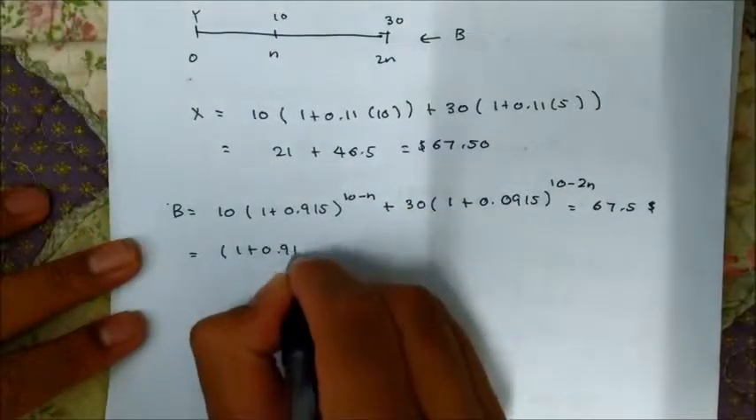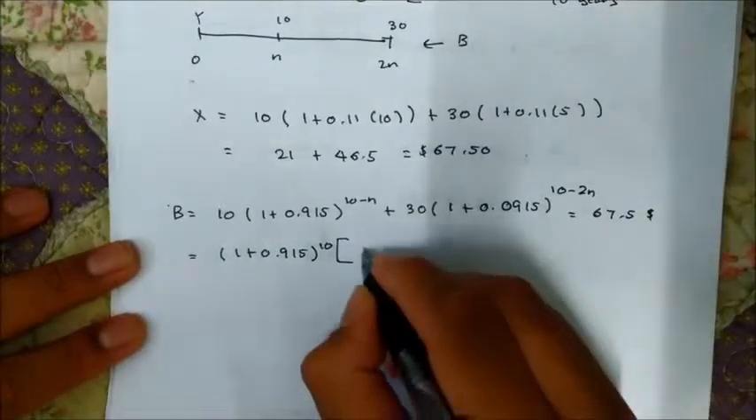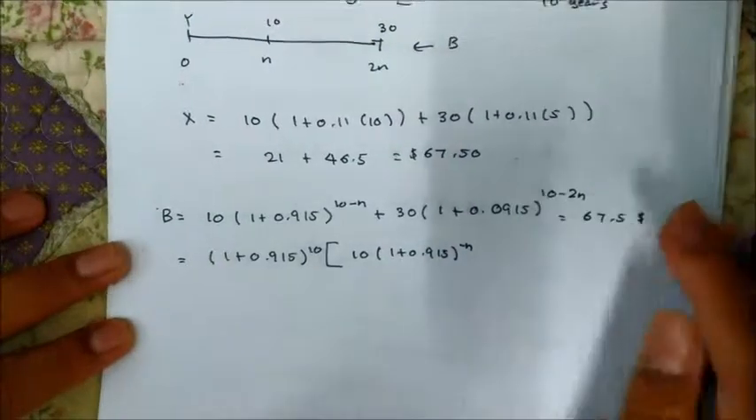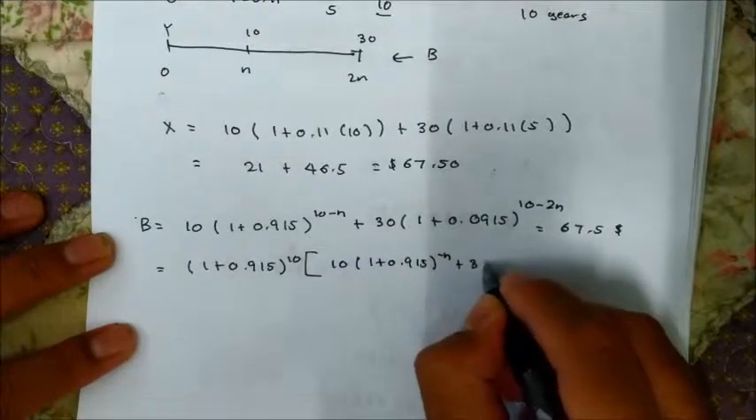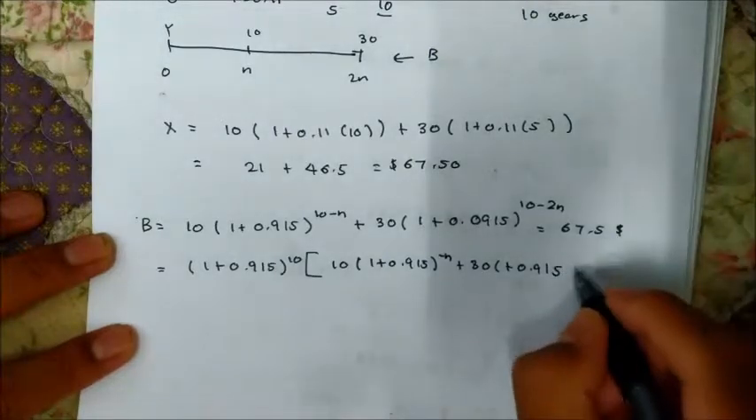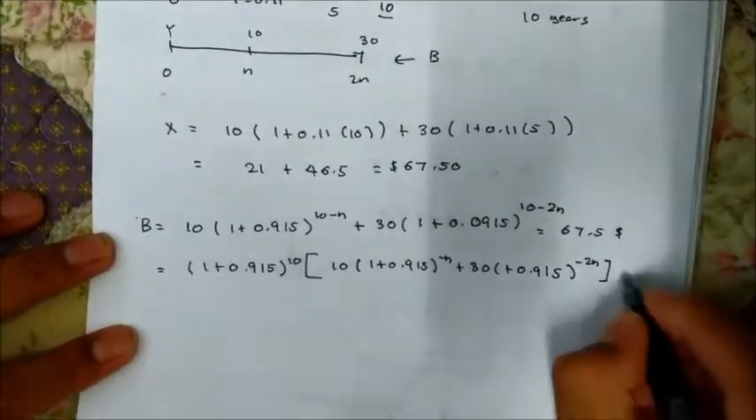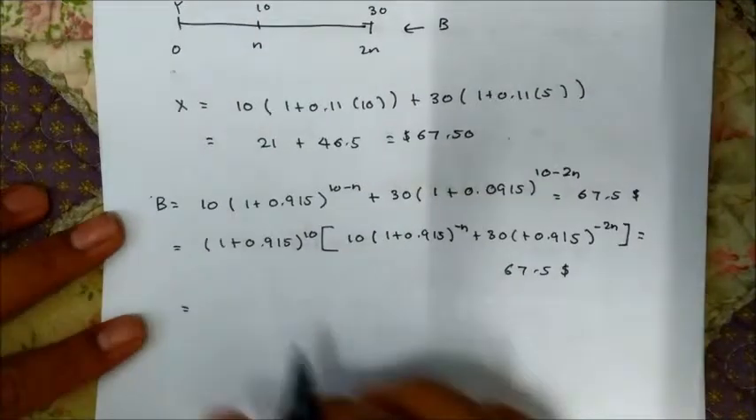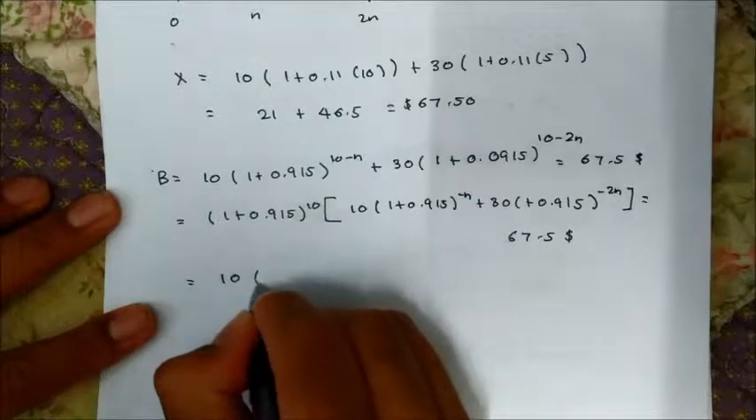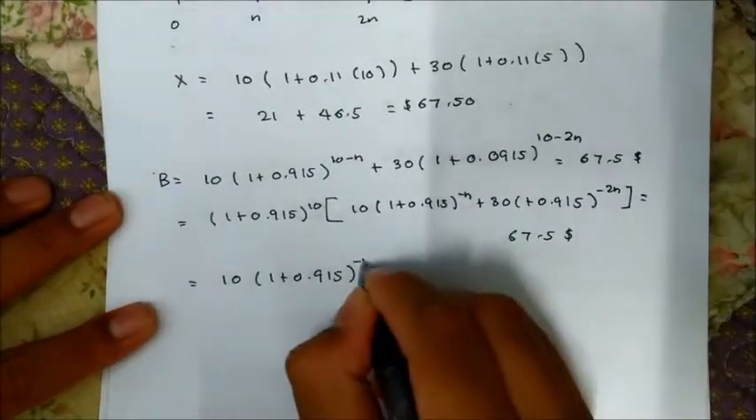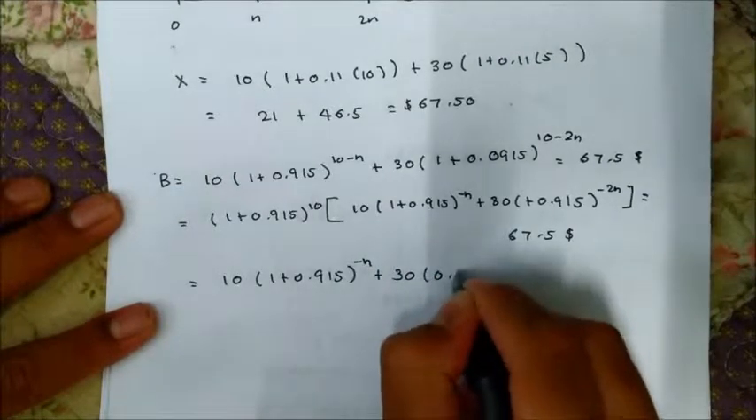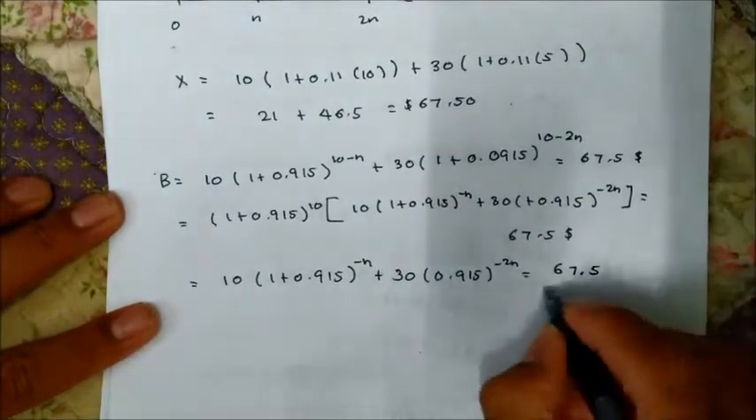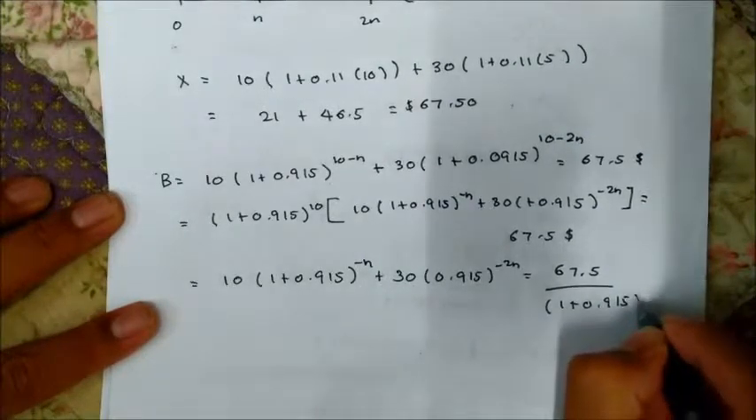10 times 1 plus 0.915 to the power of 10, times 1 plus 0.915 to the power of negative n, plus 30 times 1 plus 0.915 to the power of negative 2n equals $67.5. Therefore, we will move the equation above so that it becomes 10 times 1 plus 0.915 to the power of negative n plus 30 times 1 plus 0.915 to the power of negative 2n equals 67.5 over 1 plus 0.915 to the power of 10.